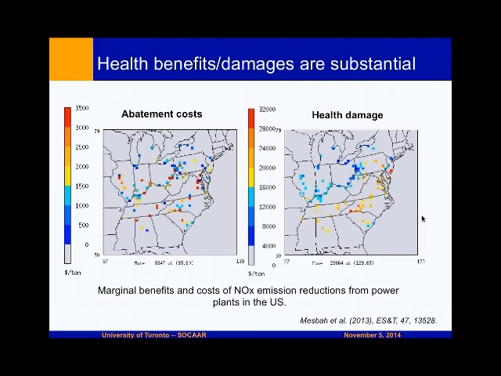So these are substantial numbers, and I think that the disparity between abatement costs and health damages or health benefits are quite substantial and very telling.